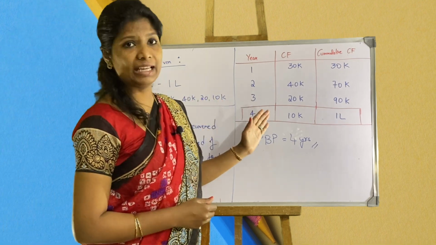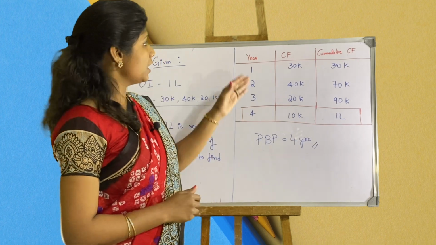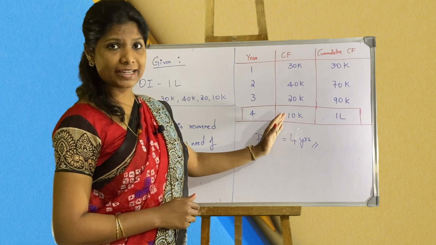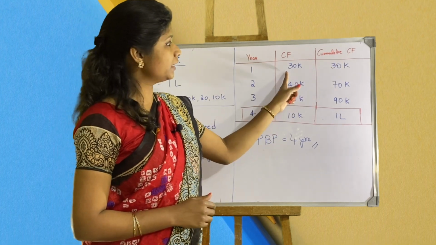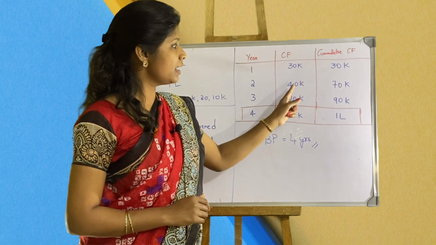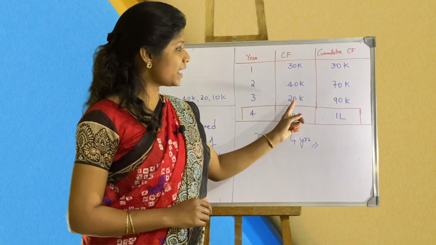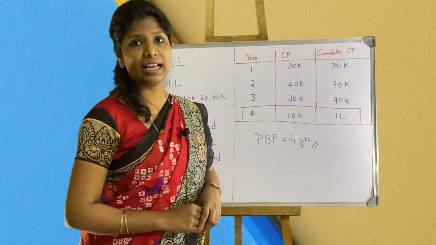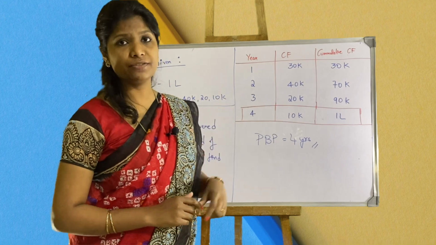We need to prepare a table like this. Year, cash flows and cumulative cash flows. The first year, all the 4 years you're going to write it. Cash flows given in the question, right, as it is, and cumulative cash flow. How do you calculate this? 30,000 for the first year, write as it is, and then you're going to add 30,000 plus 40, you will get 70,000. 70,000 plus 20, 90,000. 90,000 plus 10,000, 1 lakh. Okay, so that is how you have to calculate your last column called cumulative cash flows.